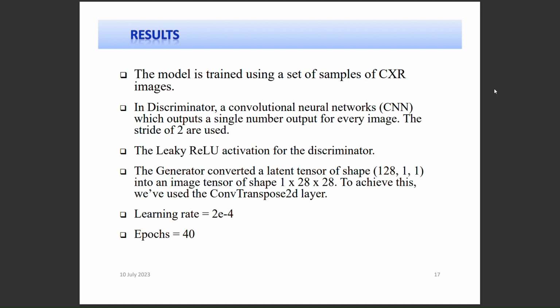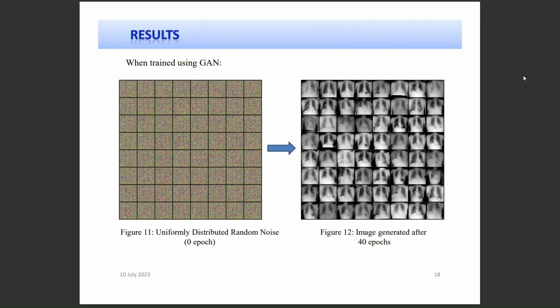The GAN model is trained using a set of sample CXR images. Leaky ReLU activation function is used. Epoch of 40 is given. Also, the learning rate is 2 times 10 to the power minus 4. So these are the results we have got after training for 40 epochs.